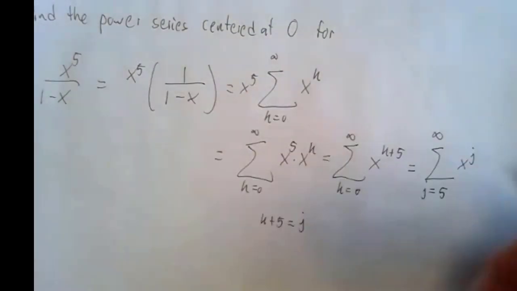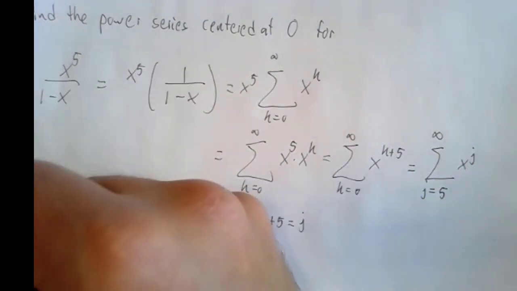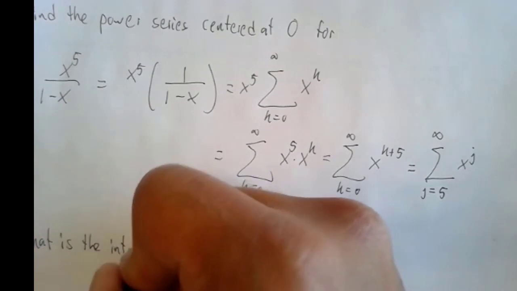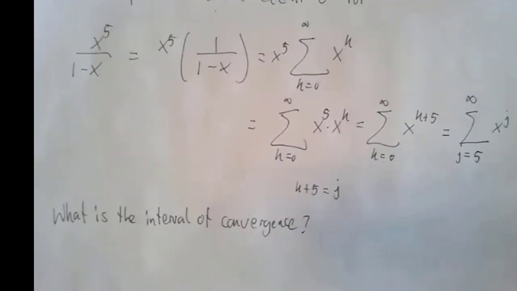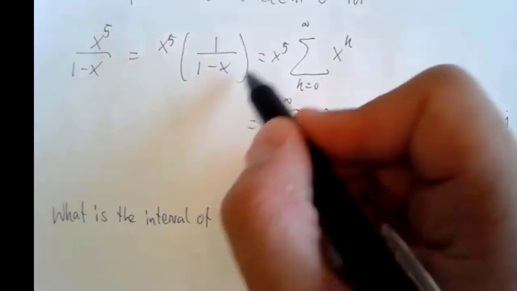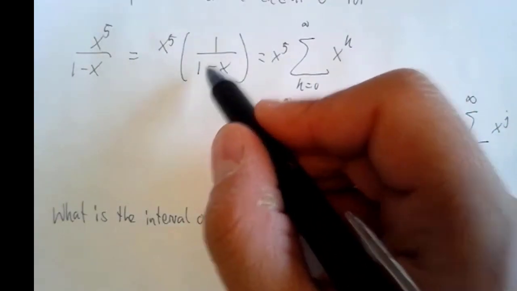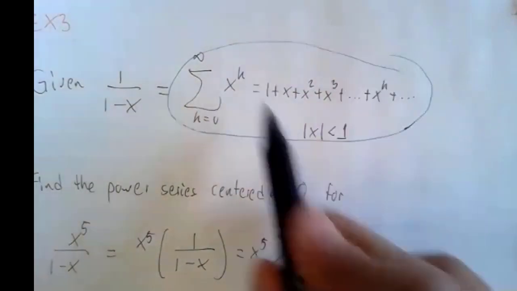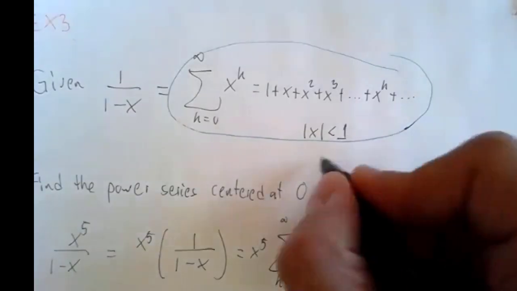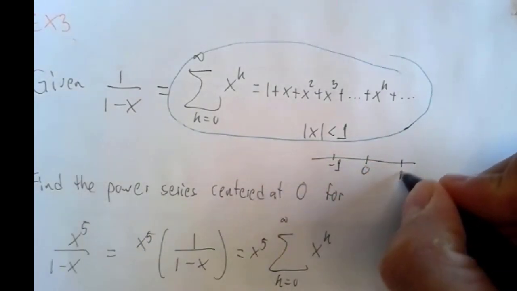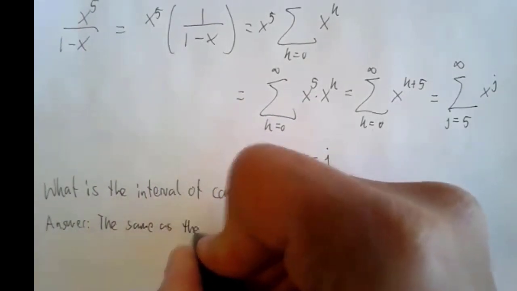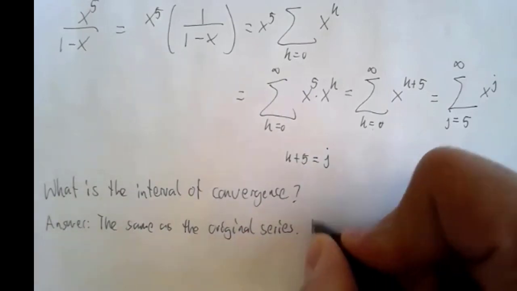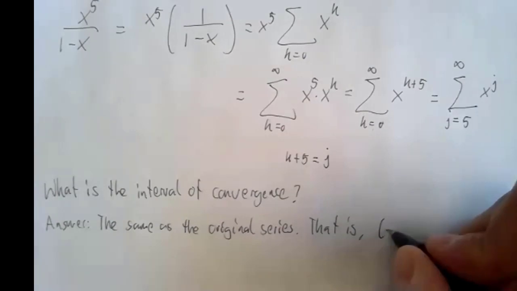And then the question is, what is the interval of convergence of the new one? The answer, thanks to the little result that we saw, is that it is the same as the one you used in the first place. So what was the interval of convergence for the original one? We can see it over here. This formula works if the absolute value of x is less than 1, strictly less than 1. So that means here's 0, and you go from -1 to 1. The answer for our new one is exactly the same as the original series. That is, from -1 to 1.